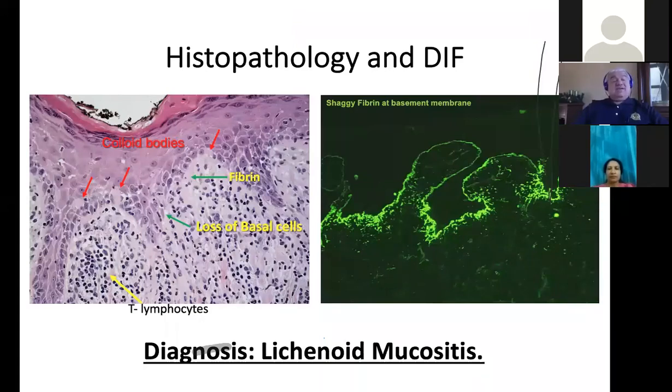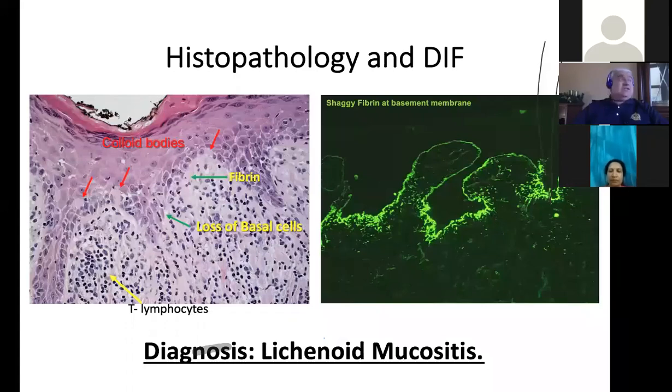a picture of a lichenoid mucositis, as you see in the picture on the left. You're going to get a hyperkeratosis, variable thickness of the epithelium, sawtooth-like epithelial cells, and there's deposition of fibrin in the superficial dermis. And you're going to see damage to the basal cells resulting in multiple colloid bodies. And then in the connective tissue itself, you're going to see mononuclear cells, which are in most cases T lymphocytes.